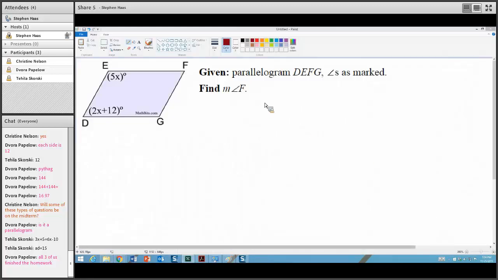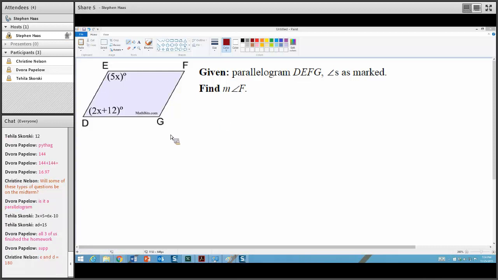Given parallelogram DEFG, and angles are as marked, find measure angle F. Well, what do we know that will help us find x? What do we know about the relationship between angle D and angle E?